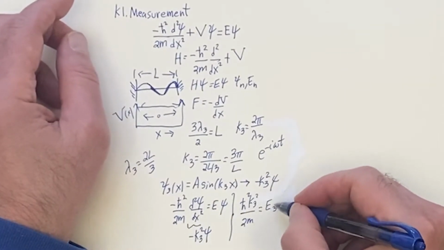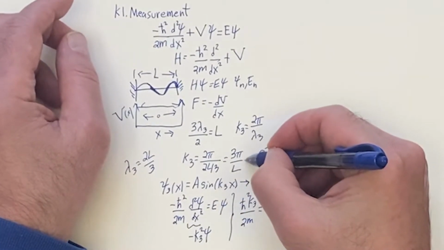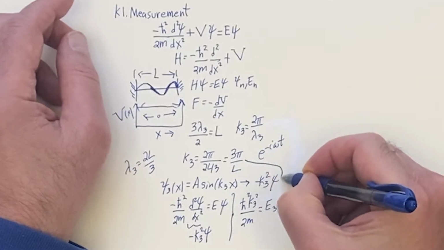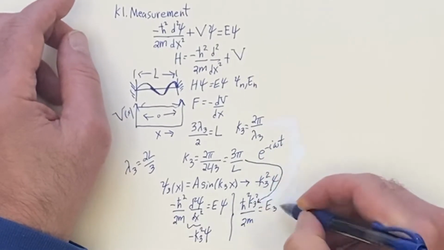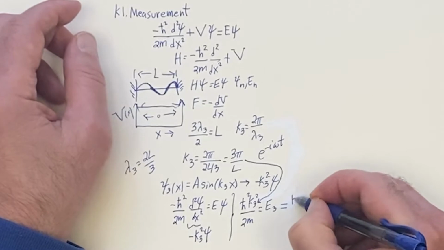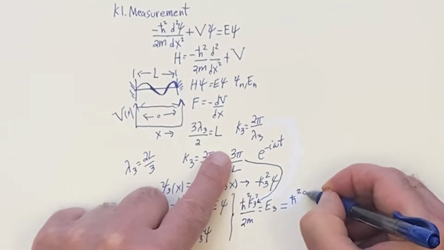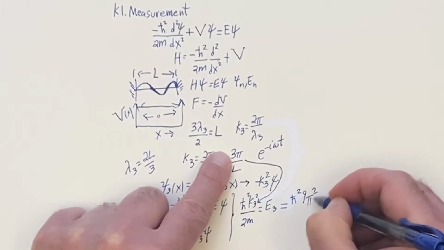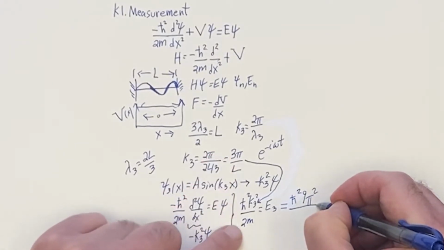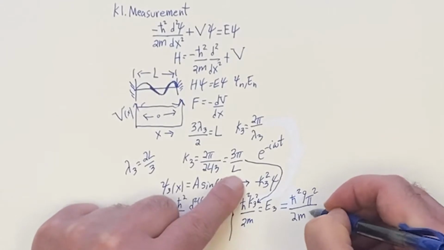So to find E3, we want to take the K3 here and put that in there. We need to square it. So we'll have the h bar squared, and when we square the K3, this will be a 9 pi squared, and then there'll be a 2m and then an L squared.